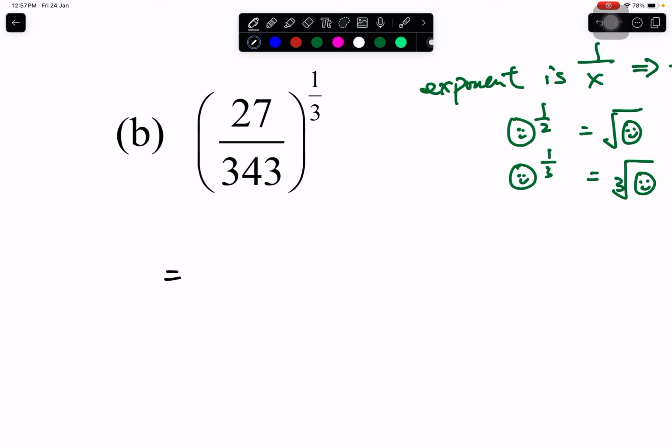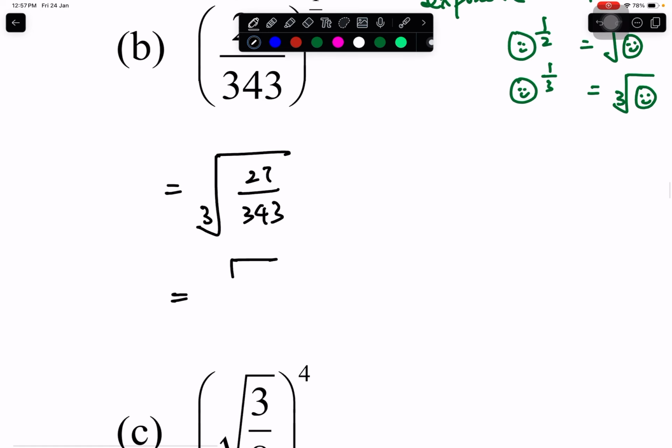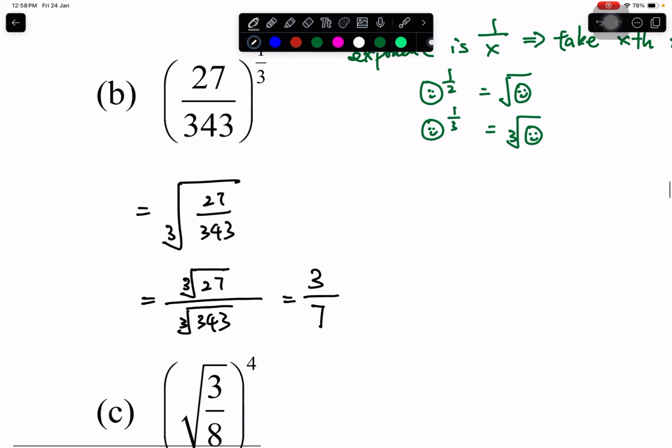So that equals the cube root of the entire 27 over 343. Which means that we have to take the cube root of 27 divided by the cube root of 343. Okay? We take the cube root of the top, we're going to have a 3 because 3 cubed is 27, and then the bottom, take the cube root of 343, we will have a 7. So that's going to be 3 over 7 at the end.